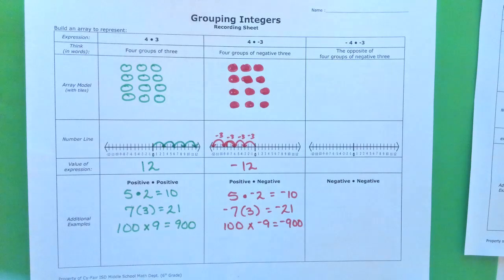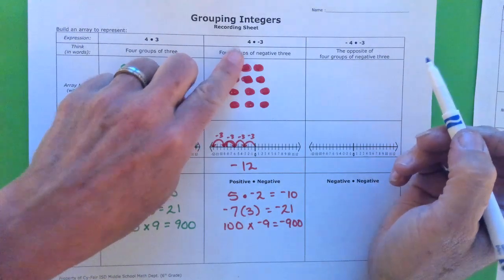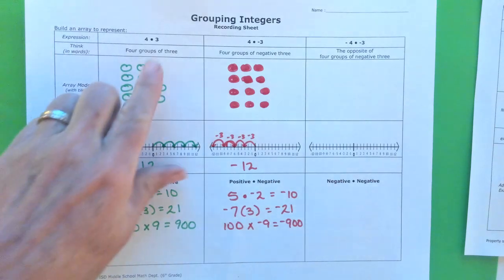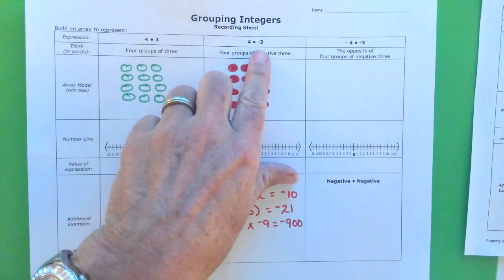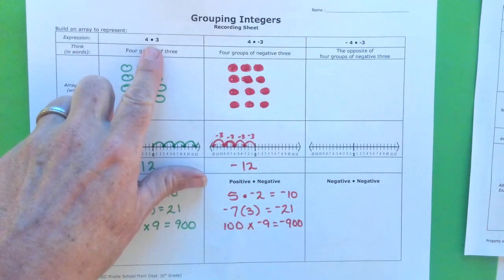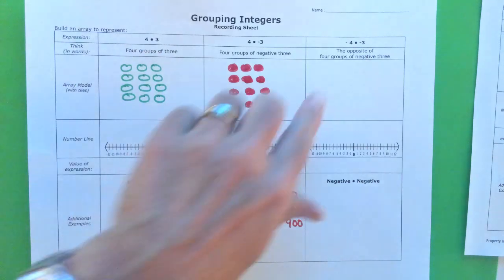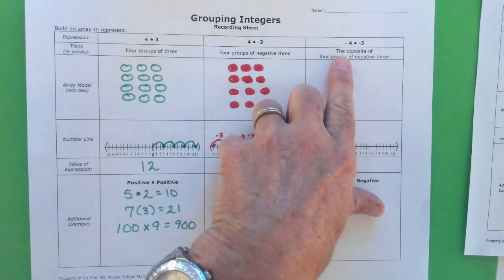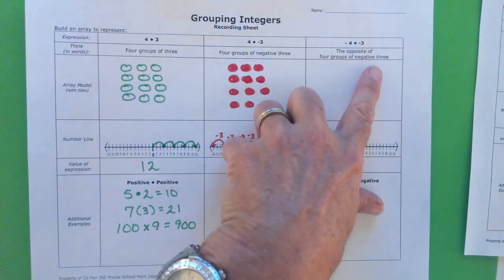All right, now the next one is interesting. So give me a second before you start copying it down. Over here we had 4 groups of 3. I'm sorry, 4 groups of negative 3, which gave us negative 12. Now, do you agree that the opposite of a positive is a negative? And the opposite of a negative is a positive? Yes, yes, and yes. So what they're saying here, when we have a negative times a negative, it is the opposite of 4 groups of negative 3.